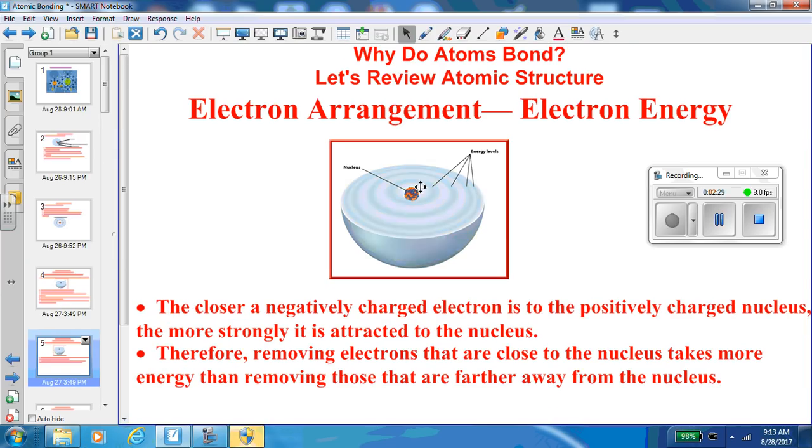We just learned a few slides up that protons are positive. So the center of your atom, the nucleus, is going to be positively charged. Electrons are negative, and we know the old saying that opposites attract. So the positively charged nucleus is going to be strongly attracted to the negatively charged electron. Therefore, electrons that are closer to the nucleus are going to be harder to pull away, versus ones that are a little bit further away from the nucleus. It's going to be easier to remove them because that attraction is not as strong as you get further away from the nucleus. So therefore, removing electrons that are close to the nucleus takes more energy than removing those that are further away from the nucleus.